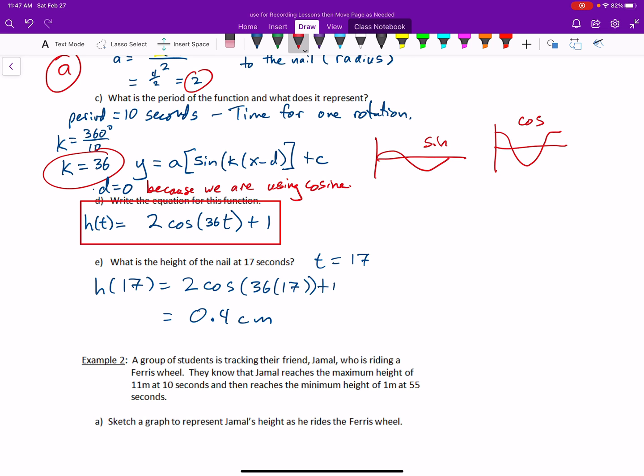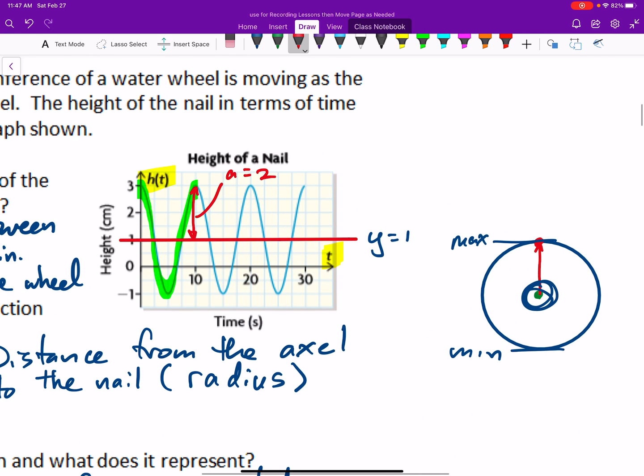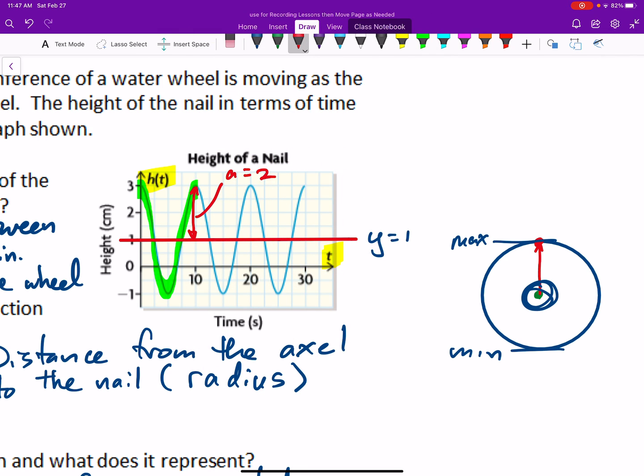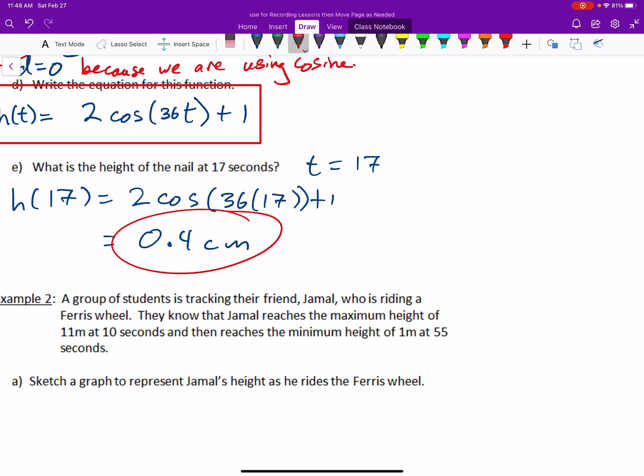So in other words, at 17 seconds, which I can even find on the graph, that's going to be somewhere around here, right? Just a little bit before that line, 17.5. So 17 seconds is there. The height is 0.4 back over here. So it matches up with what's on the graph, as well it should, of course. But we can get the exact value from the function.